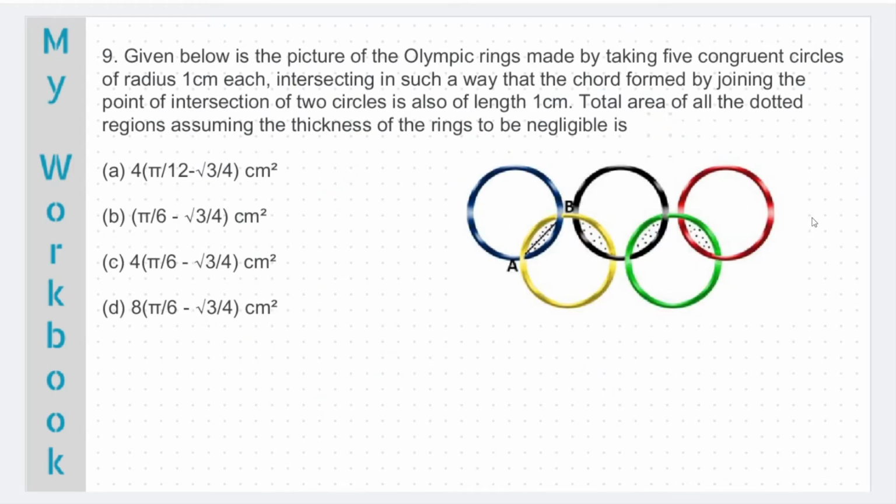Question number 9. Given below is the picture of the Olympic rings made by taking 5 congruent circles of radius 1 centimeter each, intersecting in such a way that the chord formed by joining the points of intersection of two circles is of length 1 centimeter. Total area of all the dotted regions, assuming the thickness of the rings to be negligible, is. So we need to find the area of the dotted regions. There are 1, 2, 3, 4 dotted regions and we need to find the total area.